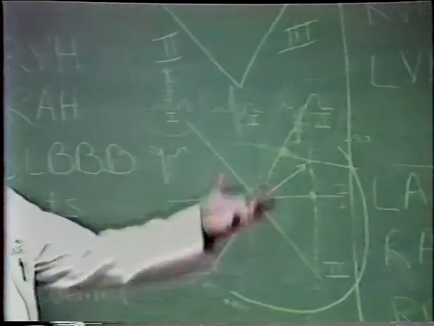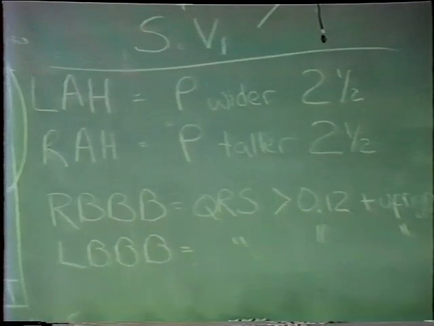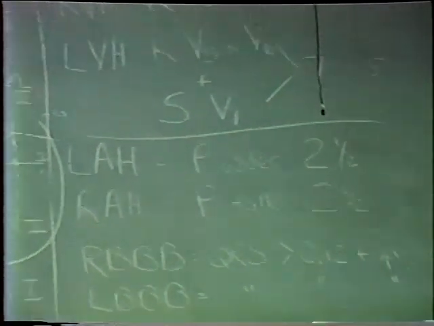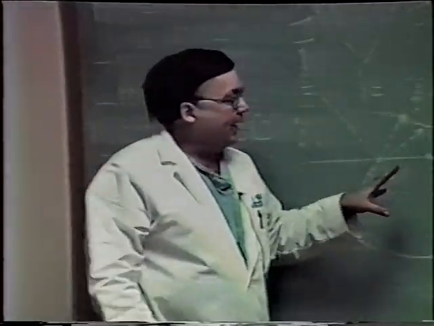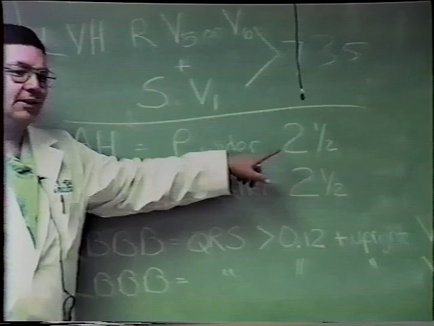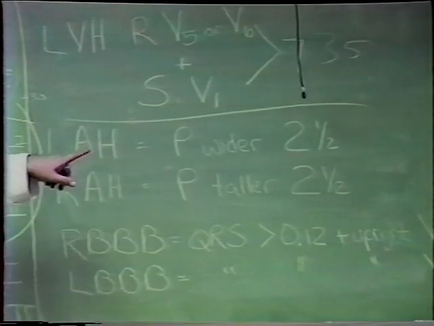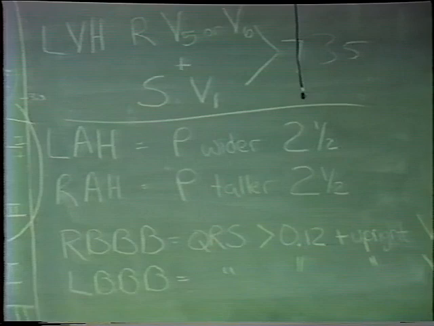Now how about left atrial hypertrophy, an enlarged left atrium? There's a lot of criteria you can use for that. A diphasic P in V1. But forget that too. Just measure the P wave. If the P wave is wider than 2.5 tiny blocks, 0.1 seconds, then it's left atrial hypertrophy. So if it's bigger than 2.5 blocks, left atrial hypertrophy.